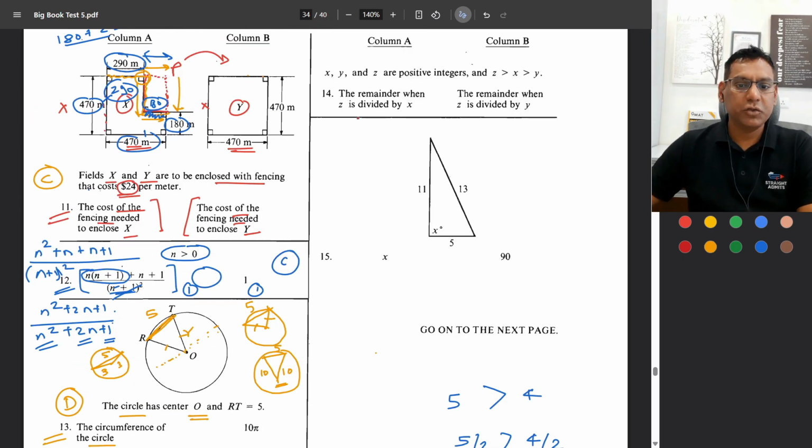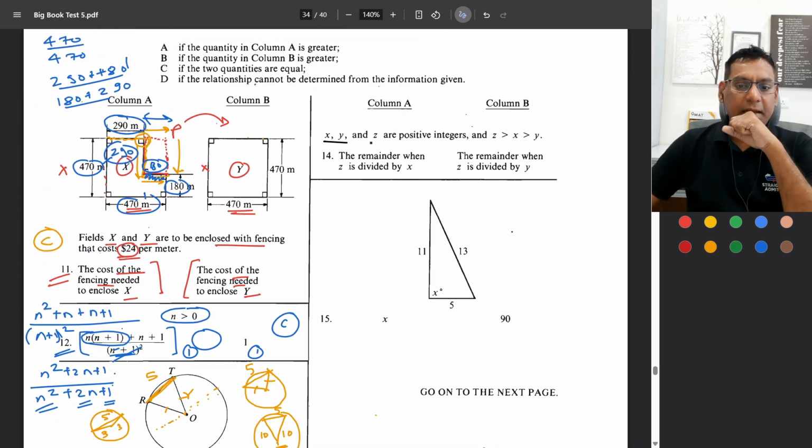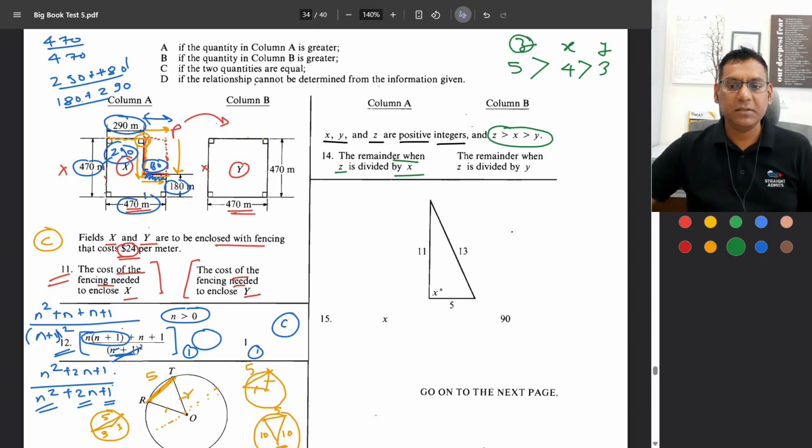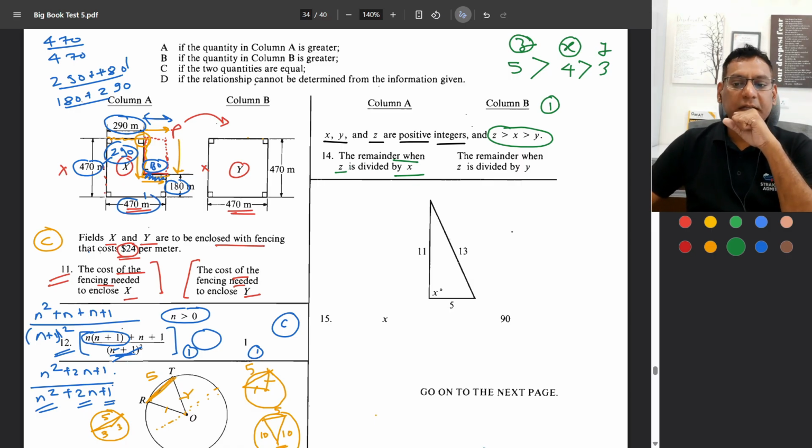Okay, let's look at question 14. X, Y, and Z are positive integers, all right? And this relationship holds: Z is greater than X greater than Y. Okay, so let's take some numbers for Z, X, and Y: 4, 3. This is Z, X, and Y. The remainder when Z is divided by X is 1. The remainder when Z is divided by Y is 2. Okay, I get B as an answer.